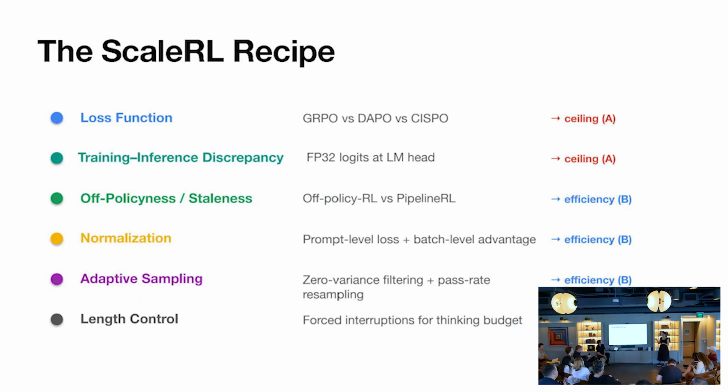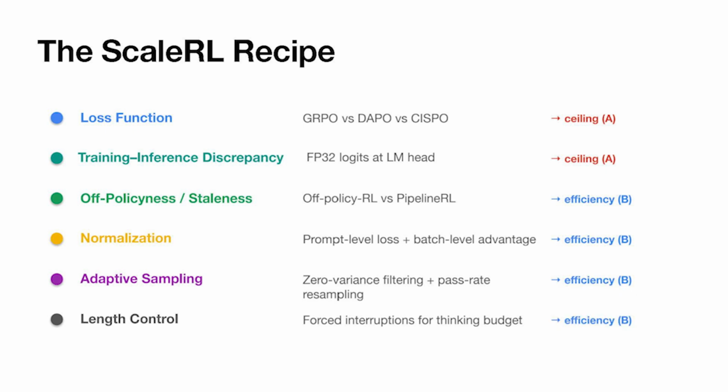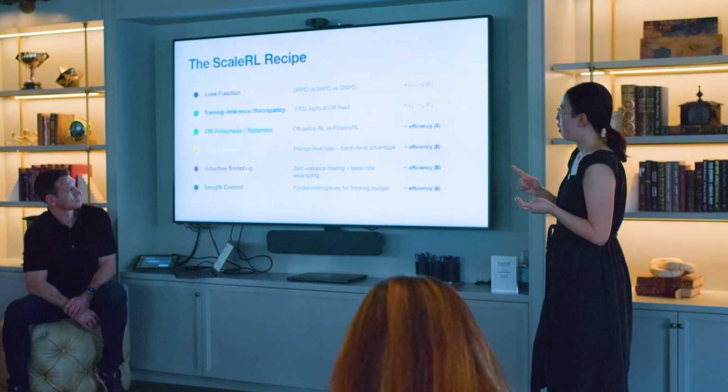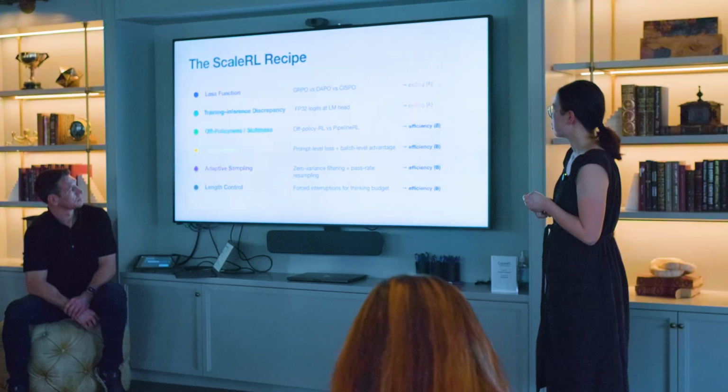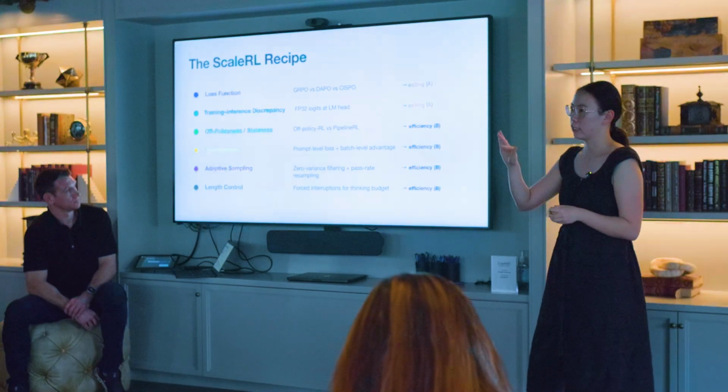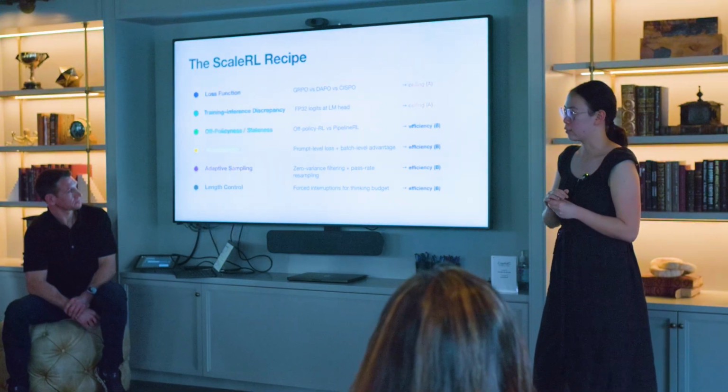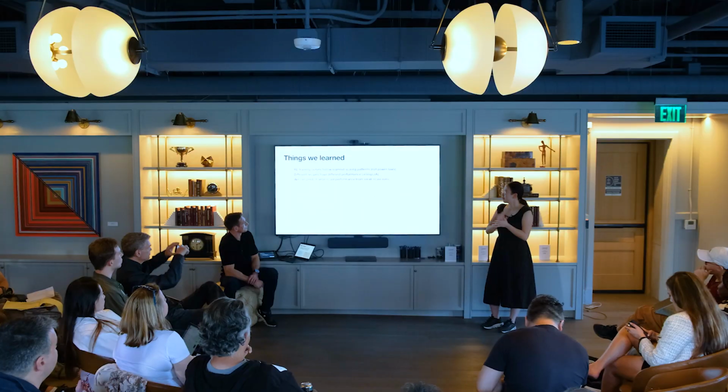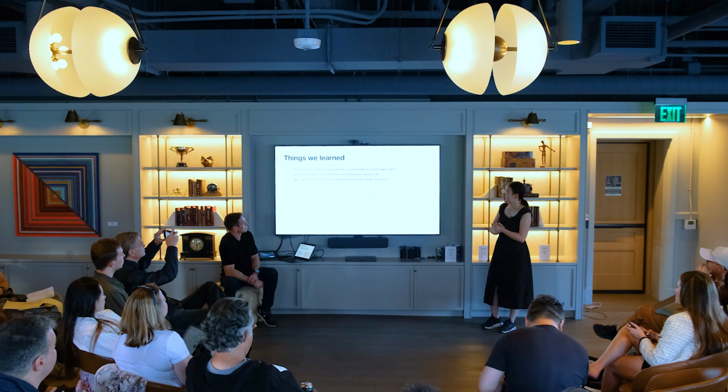So we talked about the ScaleRL recipe. We talked about different loss functions like GRPO, DAPO, and CISPO, and also the train-inference discrepancy. These two really affect the ceiling, how high your performance can get. Then we also talked about off-policiness and adaptive sampling, which really affect your efficiency, how quickly your model is learning on the problems. So that was a very information-dense technical talk.